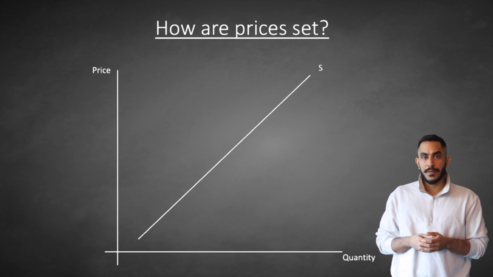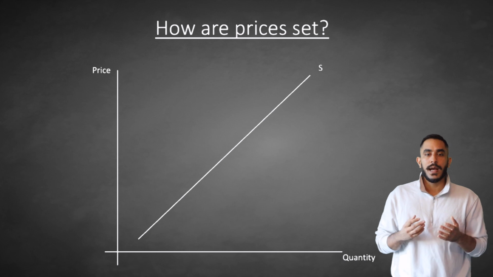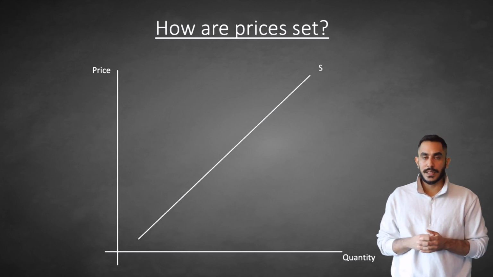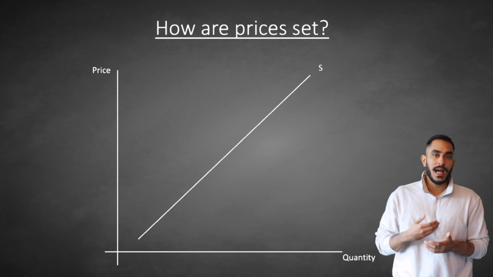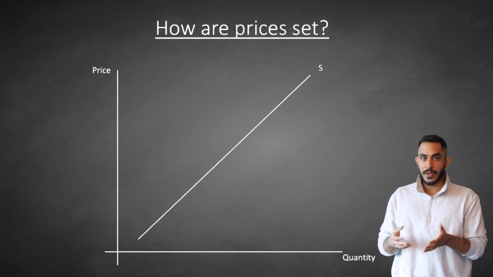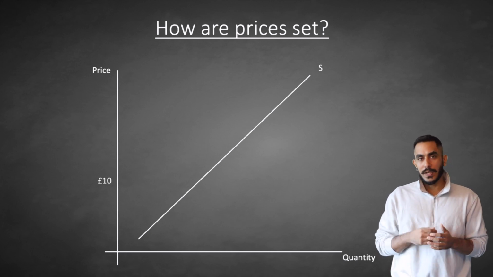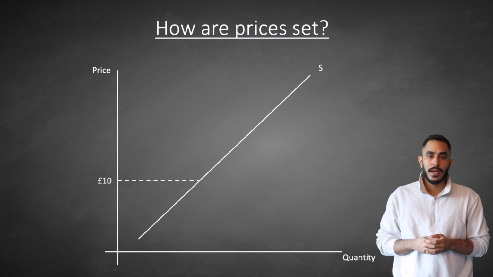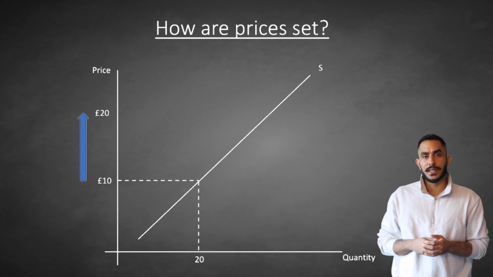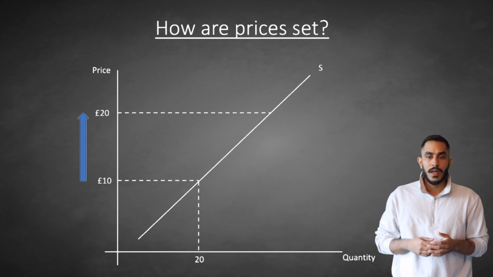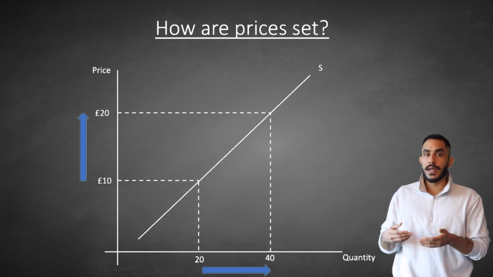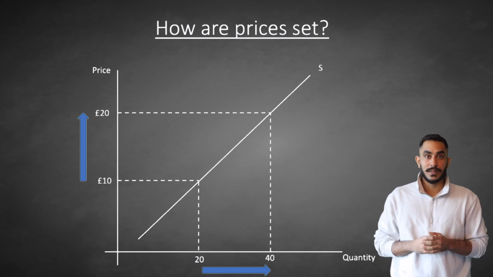When drawing a supply curve, remember the law of supply. As the price of a good or service increases, producers will be more willing and able to produce more of the good or service as they will receive higher profits. In this example, at a price of £10, we will be willing and able to supply 20 t-shirts to the market. But if the price of our t-shirts increases to £20, for example, well then we'll be willing and able to supply the market with a higher number of t-shirts as we'll make more profits.